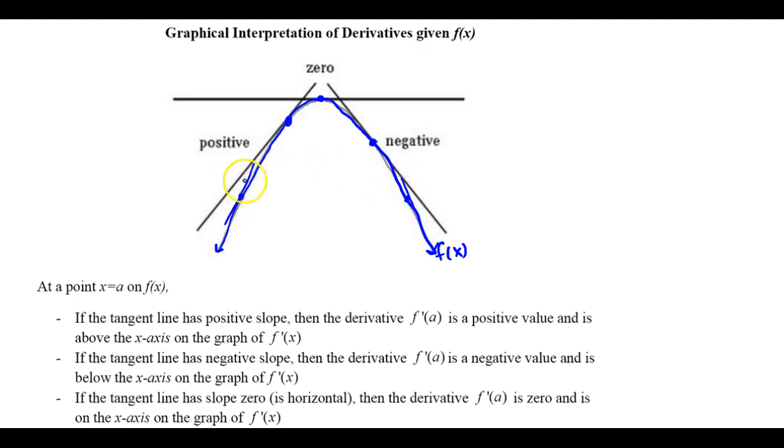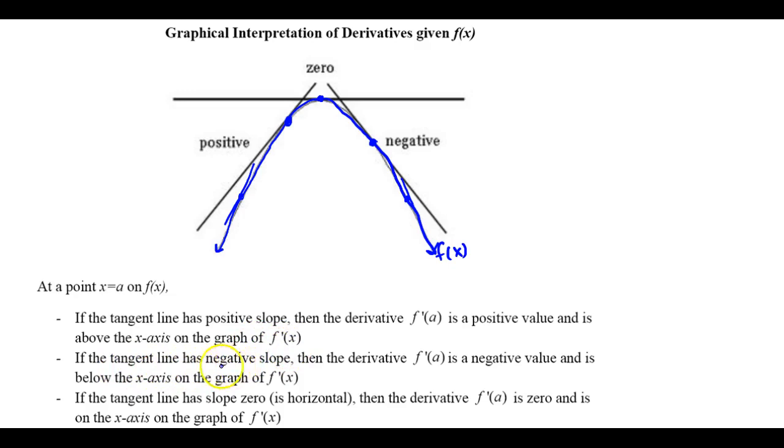And so the reason we're analyzing the slope at these different points is because it's going to help us go from the graph of f of x to a sketch of the graph of f prime of x, the derivative function. So what I just said about the slopes of the lines at different points, we're going to summarize in the results below. So at a point x equals a on f of x, if the tangent line has positive slope, so at x equals a, then the derivative f prime of a is going to be a positive value and is going to be located above the x-axis on the graph of f prime of x.